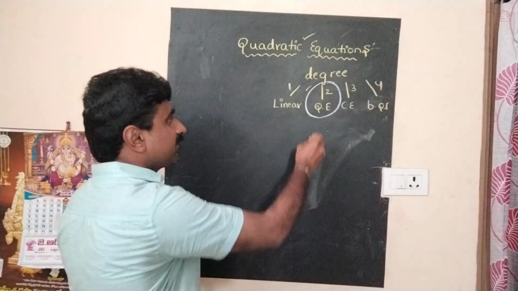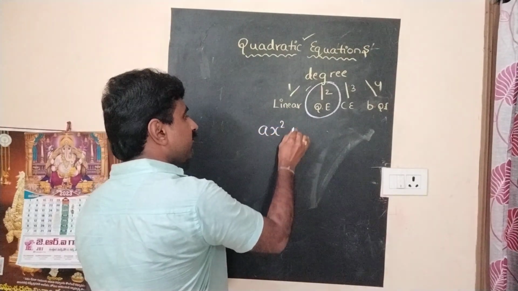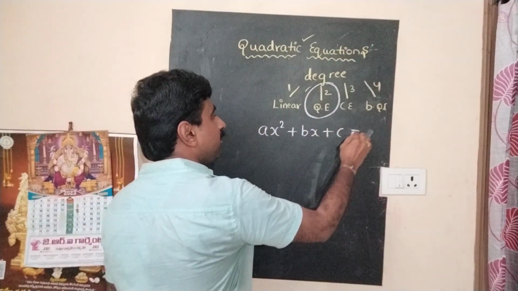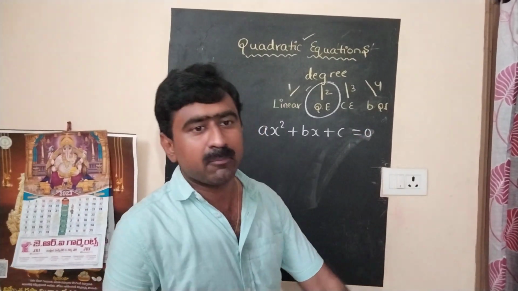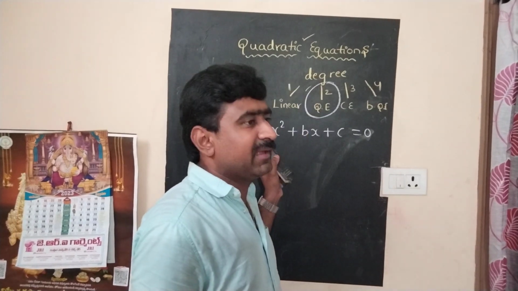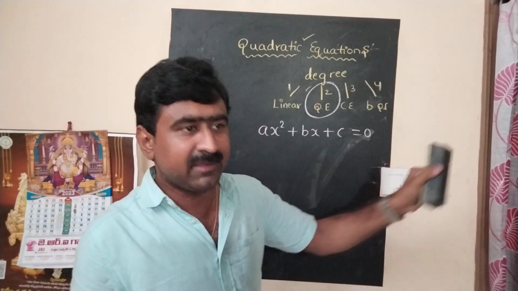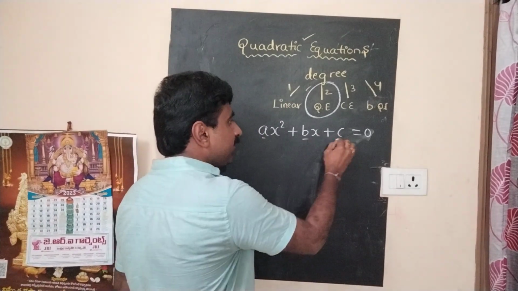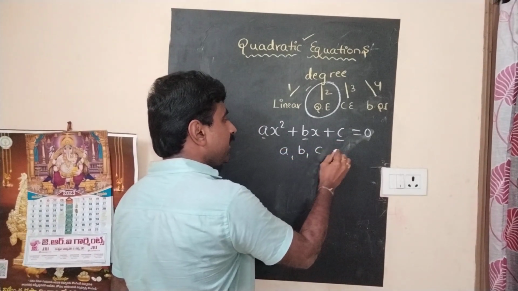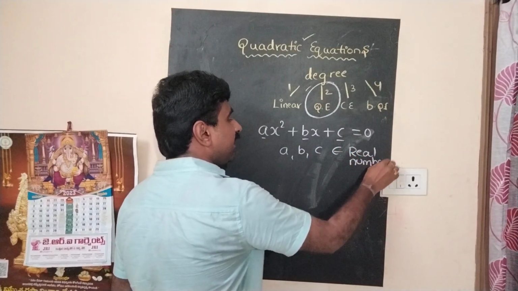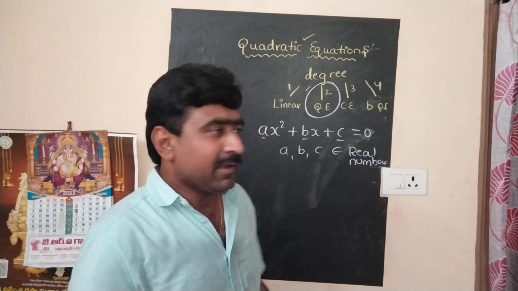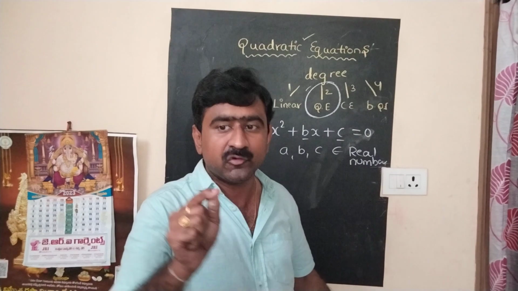Basing on this, the general structure ax square plus bx plus c equal to 0 is a very important structure. The general format for a quadratic equation is ax square plus bx plus c equal to 0, where a comma b comma c belong to real numbers. If you observe the equation ax square plus bx plus c equal to 0, it is the general format of the quadratic equation where a, b, c belong to real numbers.